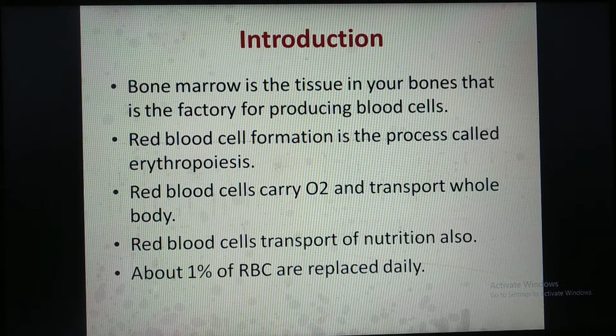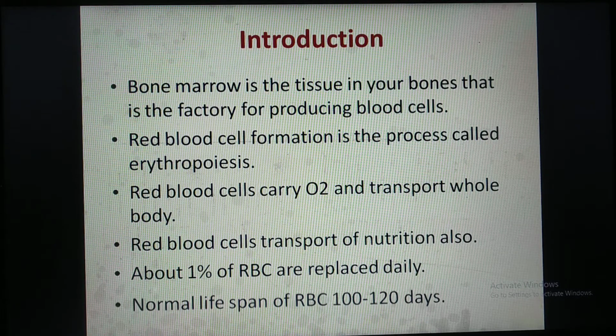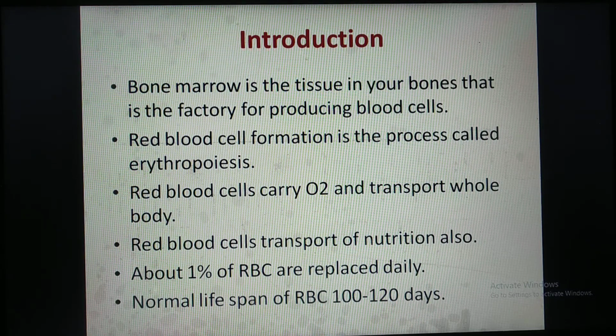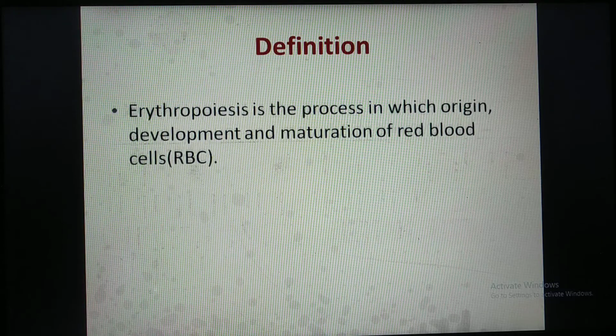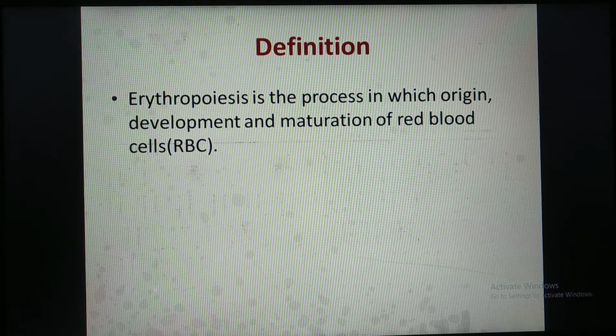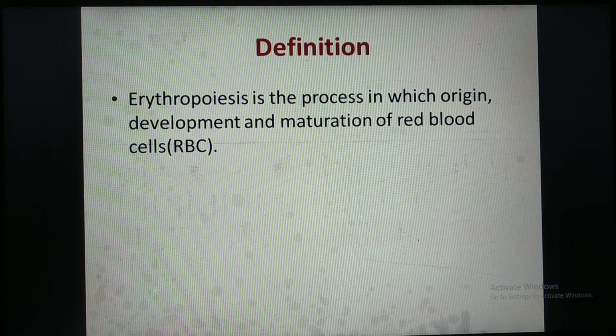About 1% of RBC are replaced daily. Normal lifespan of RBC is 100 to 120 days. Second, definition. Erythropoiesis is the process of origin, development and maturation of red blood cells.